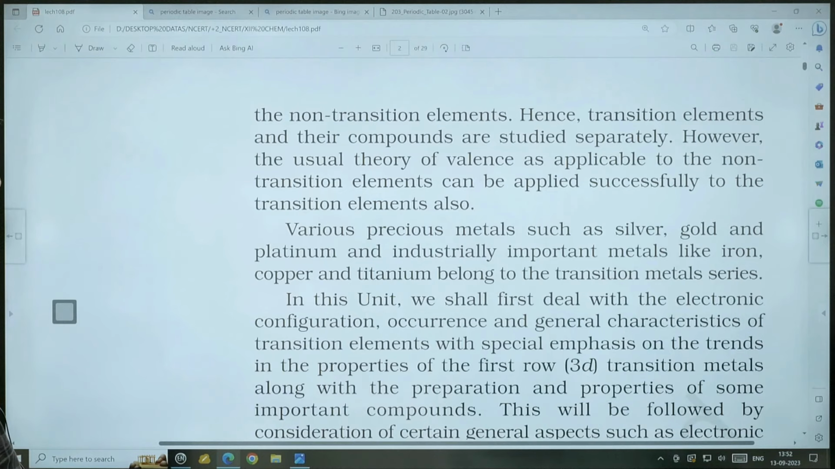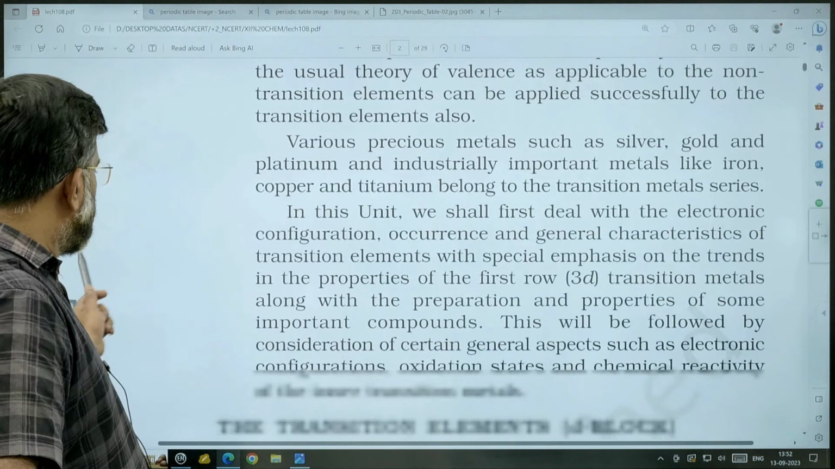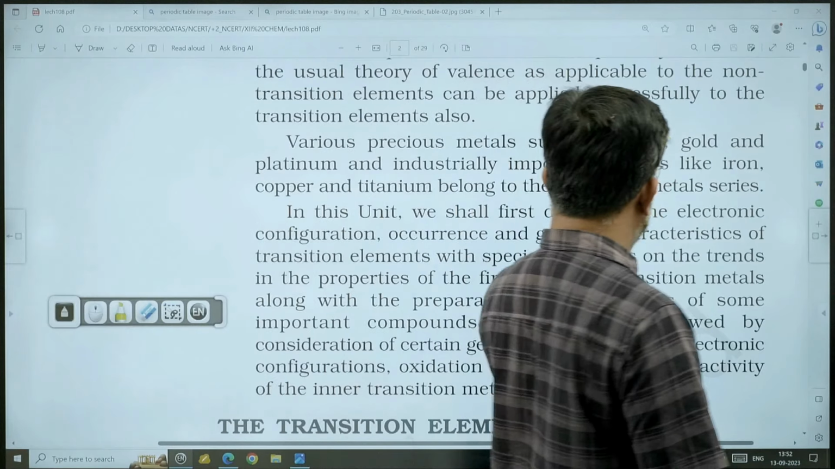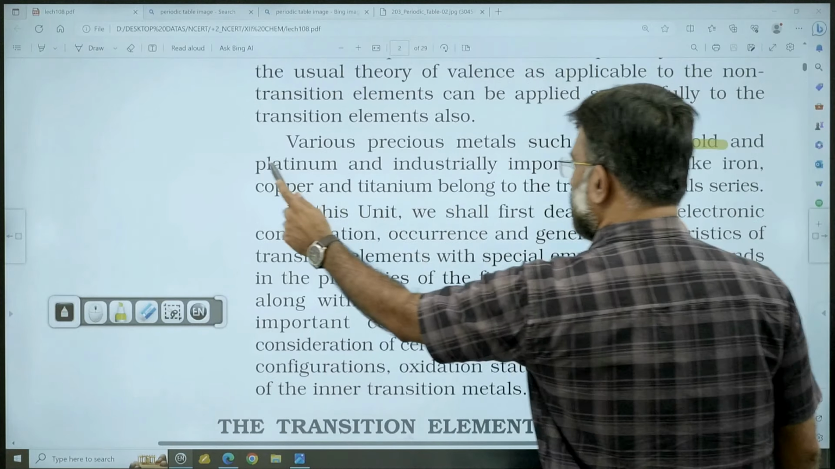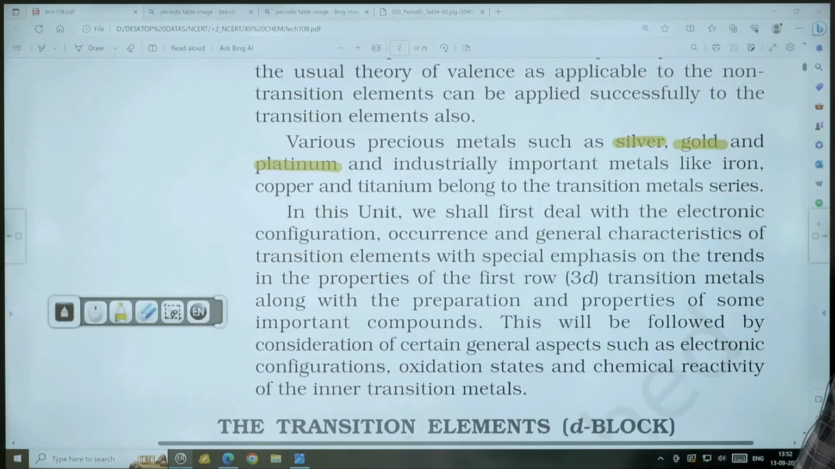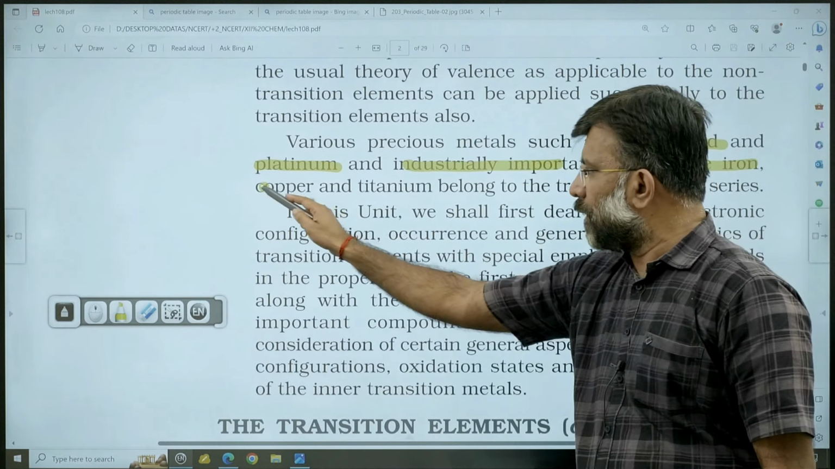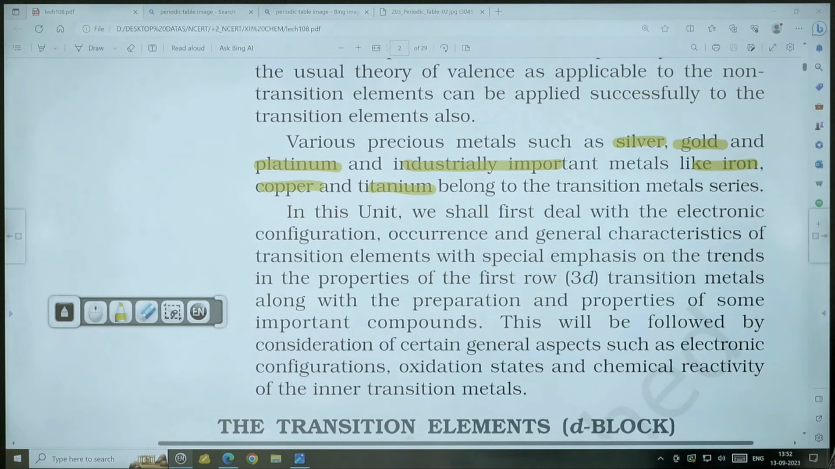Various precious metals, all of you know, silver, gold, platinum, fall under transition elements. Industrially important metals, iron, copper, titanium, fall under this category.